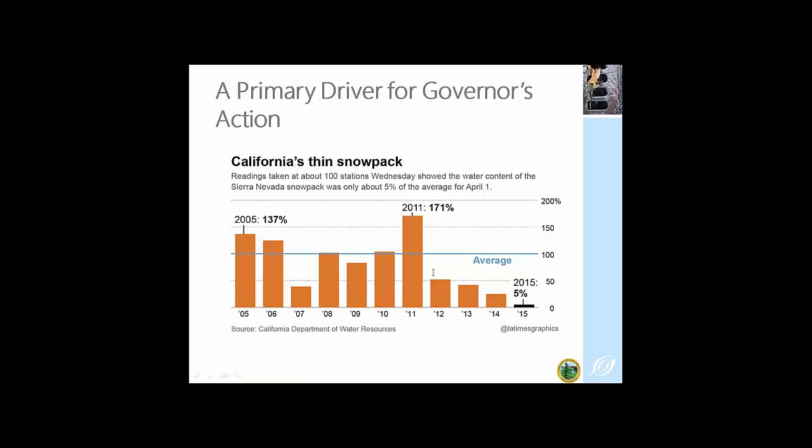In 2011, we're looking at the chart here, we were at about 171% of the average amount of snowpack for the Sierra Nevada mountain range. Over the next 3 years, it fell consistently well below average snowpack, reaching an all-time low in 2015 of only 5% of the average. This has led to a dramatic decrease in the amount of water available and is the main contributor to the California drought, at least in the Bay Area.